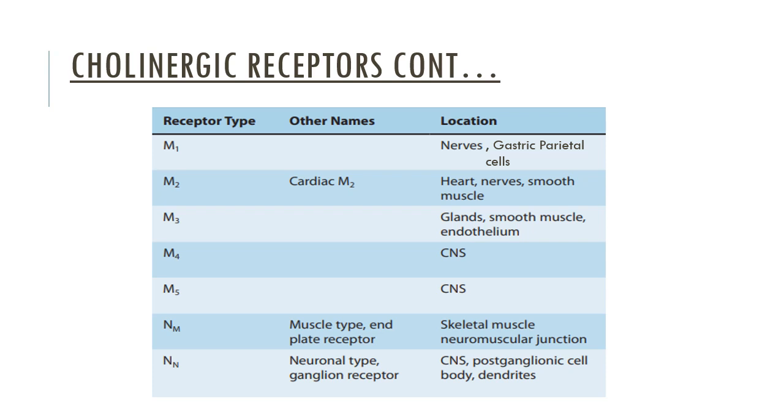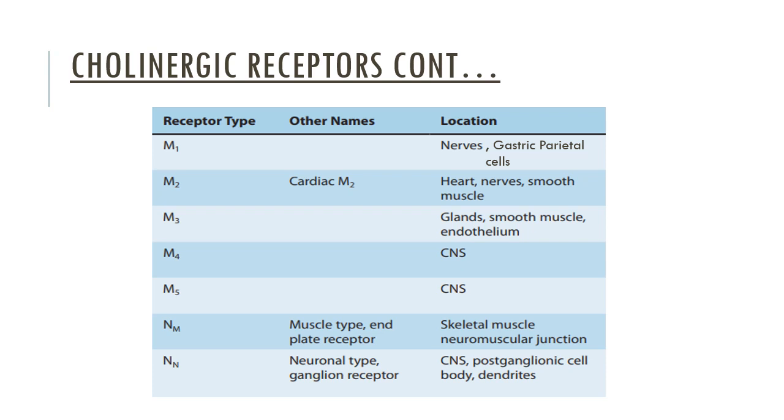Again, NM, you have been told earlier, NM means the muscle type nicotinic receptor. You might have heard about nicotine, which is obtained as a natural alkaloid, and a small dose if given will have effect at this very site, the neuromuscular junction, at the motor end plate receptors. So the location given is in the skeletal muscle and the neuromuscular junction.